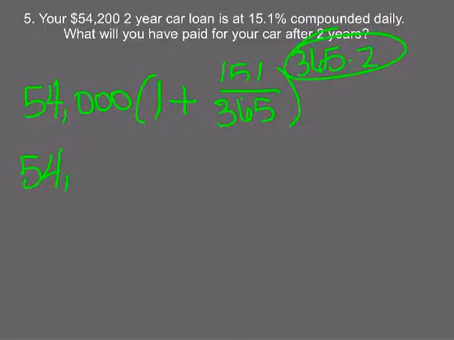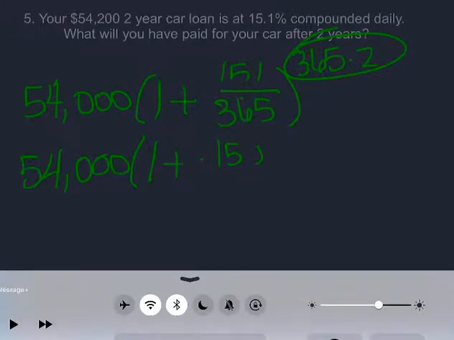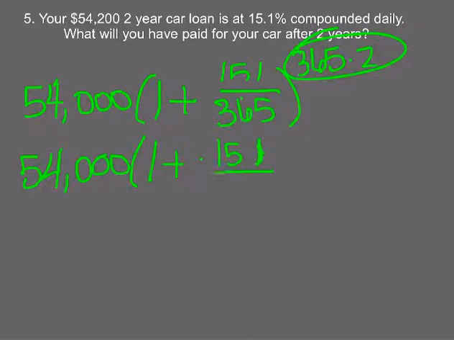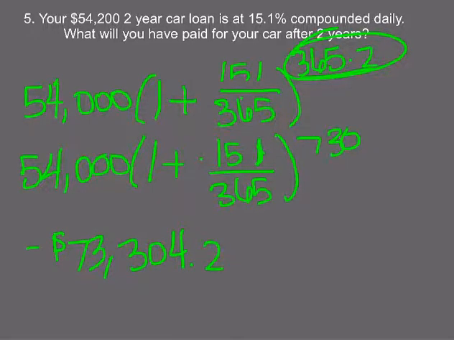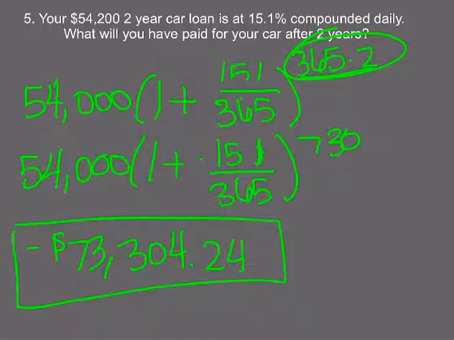So I have 54,000 times 1 plus 0.151 divided by 365, and that's going to be raised to the 730 power, because that's what I get when I multiply those two together. So when you go and multiply this out, you end up getting $73,304.24. So this is why loans are a big deal.